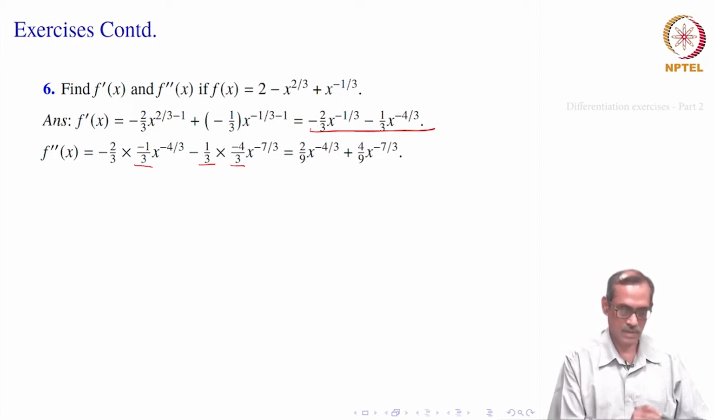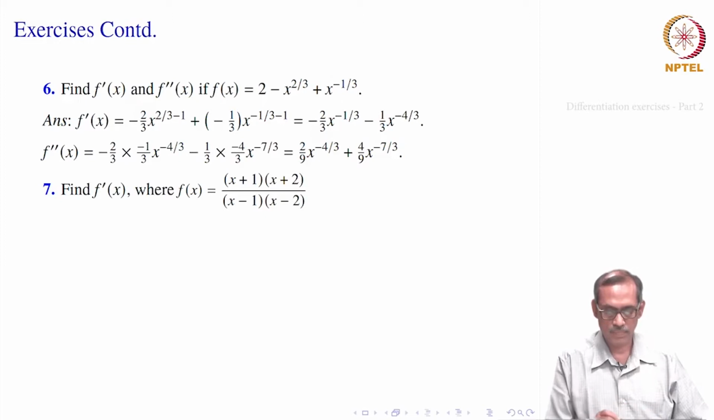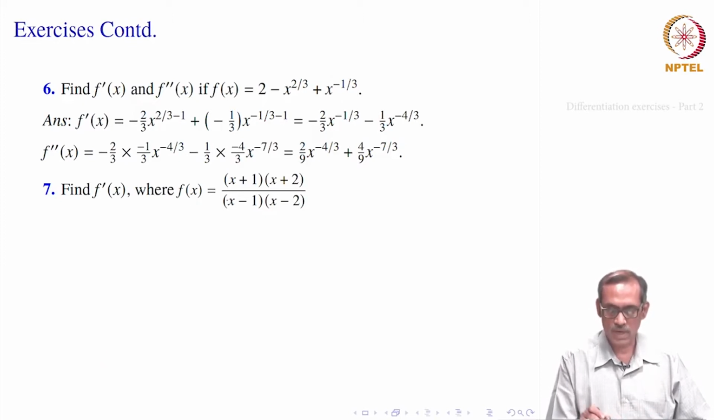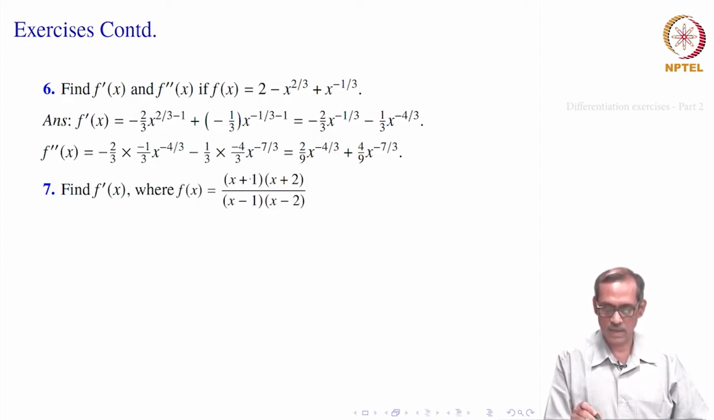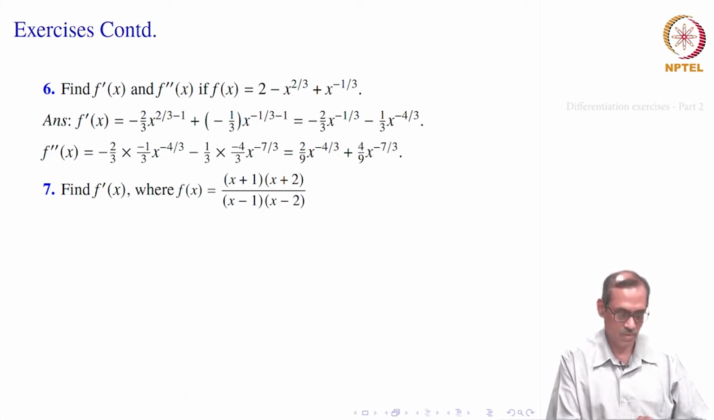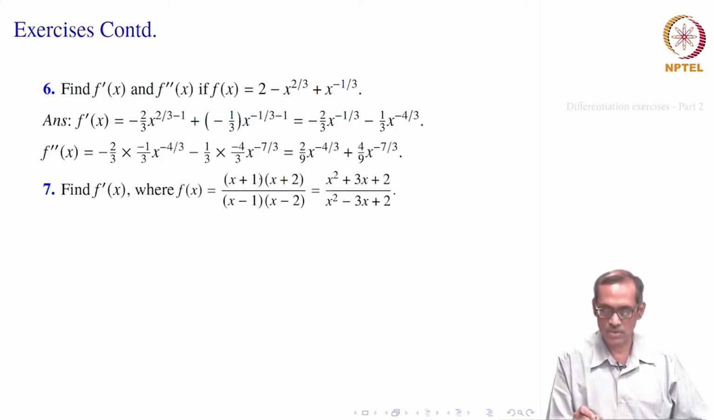Okay. So, we go to the next problem. Here again f(x) is given as a rational function, right. On the top there is a polynomial, on the bottom also there is a polynomial. It is given also in factored form, x plus 1 into x plus 2 divided by x minus 1 into x minus 2. Sometimes it is easier to do the differentiation in factored form, but we go to the expanded form, that may be easier. So, let us write it again. It is x square plus 3x plus 2, down is x square minus 3x plus 2. Okay.